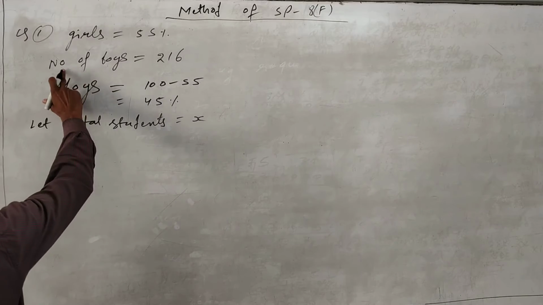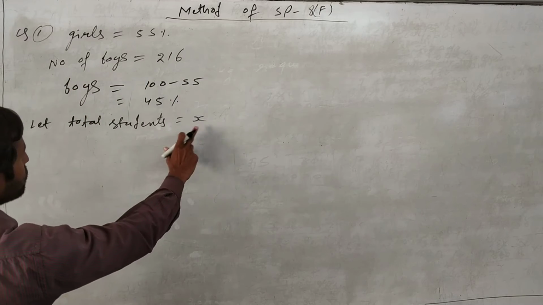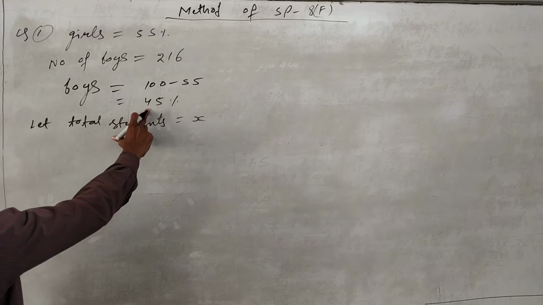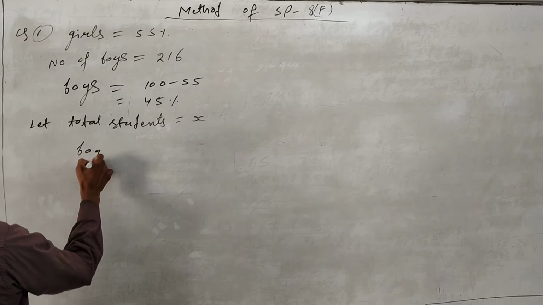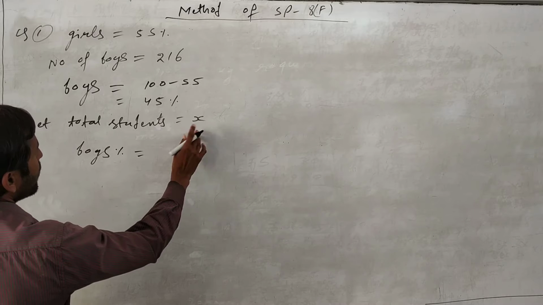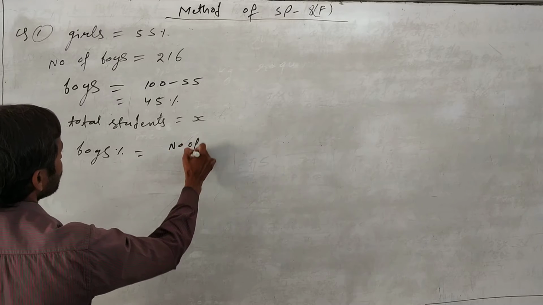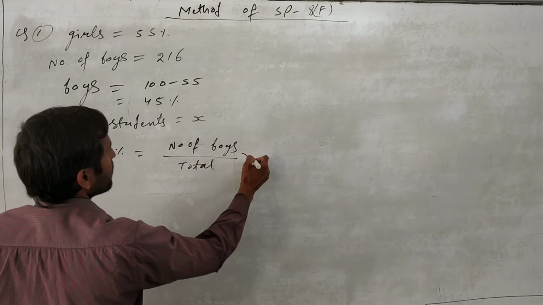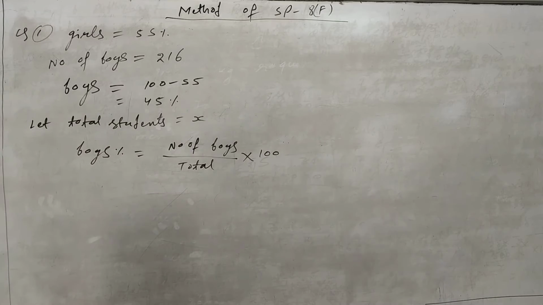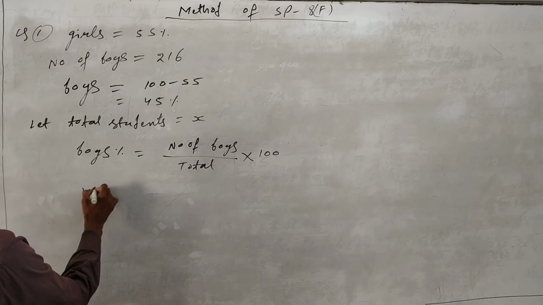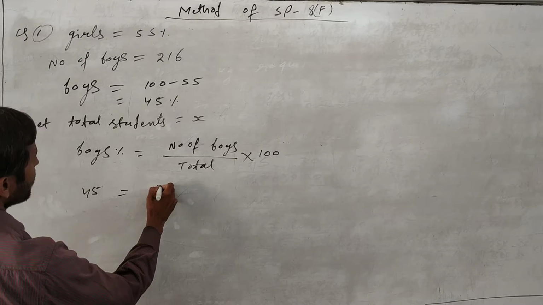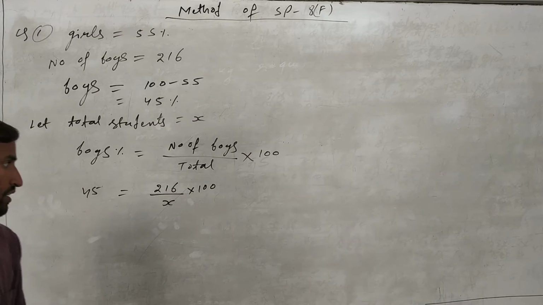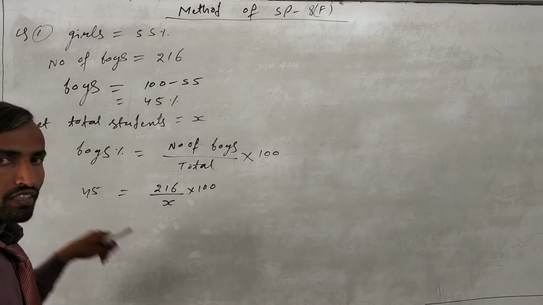The number of boys is given and the total number of students, we have to find the value of x. For that, we have to make one equation with respect to the boys' percentage. So boys percentage is equal to number of boys upon total students into 100. The boys percentage is already given as 45, the number of boys is 216, and total students is x, into 100. Now this one is a linear equation, and we have to solve it.